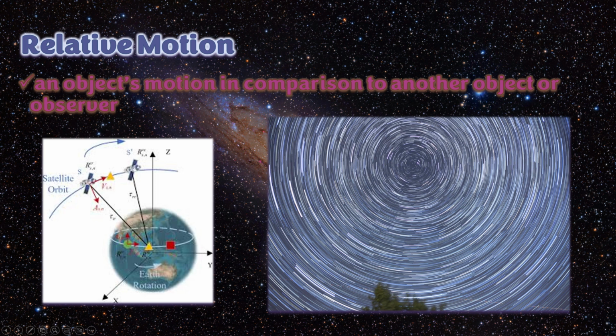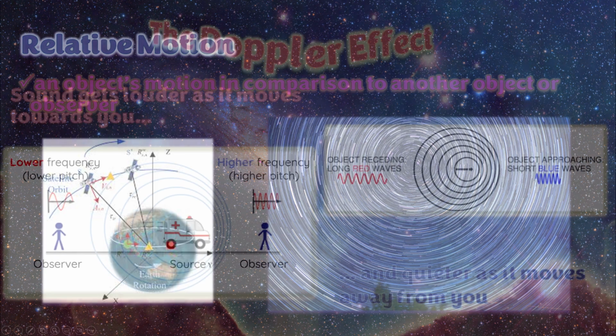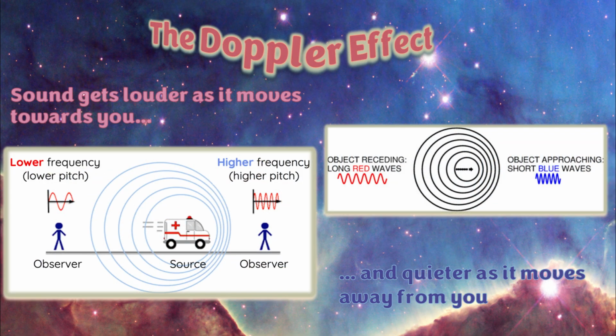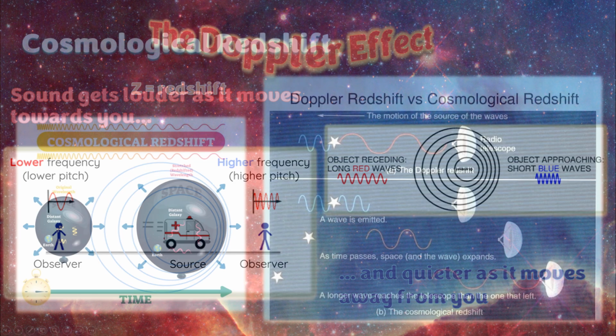Notice how I said, how do we measure relative motion of celestial objects? Relative motion has a specific definition. It is the concept of an object's motion in comparison to another object or observer. We could be talking about things like the Doppler effect, which is sound changing as it moves towards or away from you. Think of a siren that spins. It gets louder as it faces you. This is the Doppler effect. Redshift for sound moving away and blueshift for sound moving towards you.